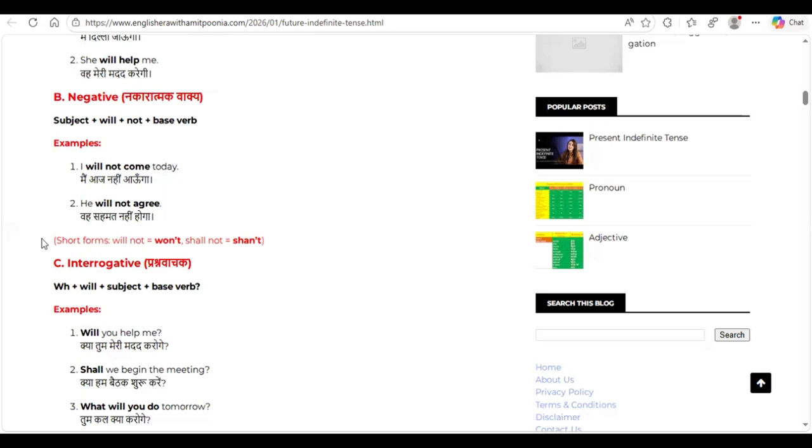Like this, वह सहमत नहीं होगा. वह means he, then we will put will, then not, and सहमत is called agree. So, he will not agree.